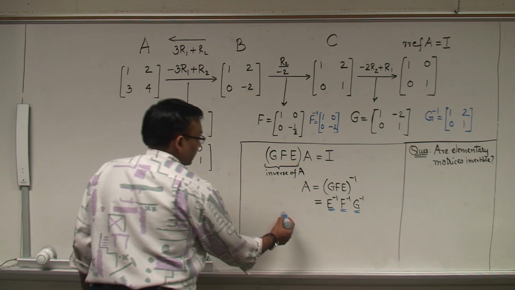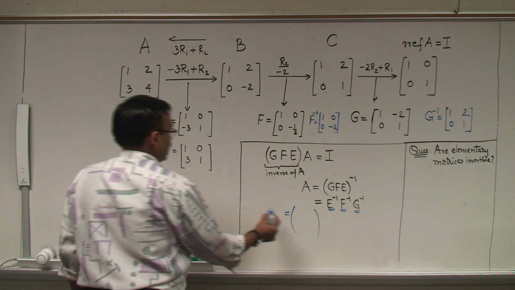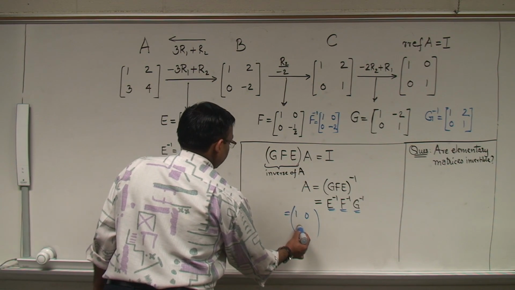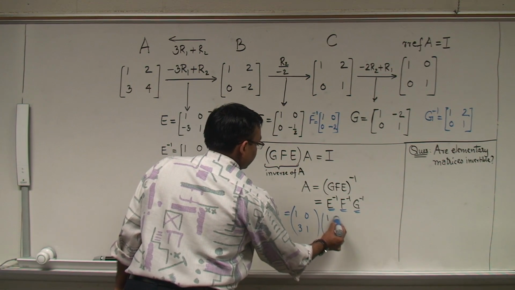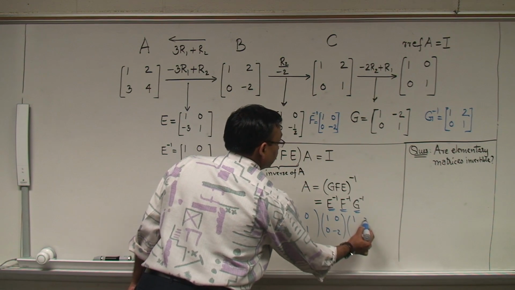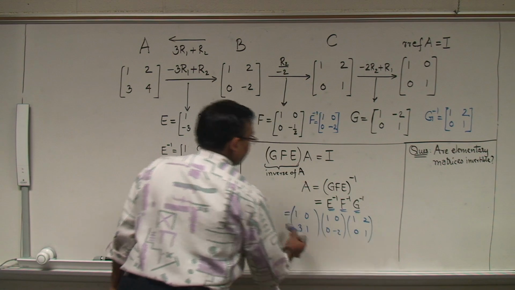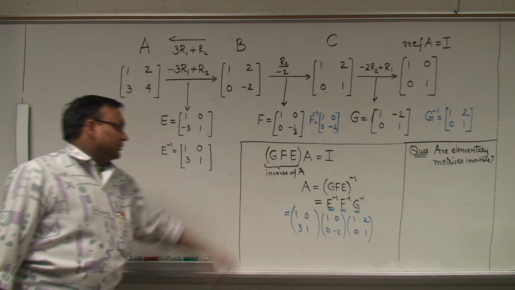So in this particular scenario, in fact, I can also find the inverse by just multiplying these matrices appropriately. 1, 0, 0, -2. And this would be 1, 2, 0, 1. So if I multiply these three matrices, E inverse, F inverse, G inverse, I will get my matrix A. And if I multiply them G, F, E, I'll get the inverse of it.